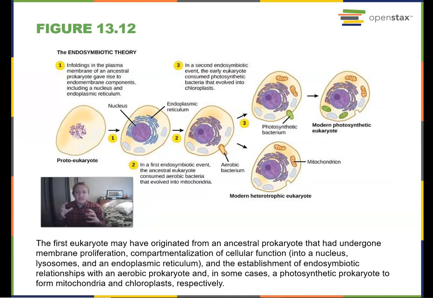So these guys are teaming up so that this eukaryote can provide those bacteria with some protection, and those bacteria can provide that eukaryote with the ability to use oxygen. Continuing, and in some cases, a photosynthetic prokaryote to form a mitochondria and chloroplasts, respectively. So in the case of the chloroplasts, it's allowing the eukaryote to make some sugars, which is the origin of plants. In the case of the mitochondria, it's allowing an organism to be able to use oxygen to break down those sugars fully and make the most energy possible.